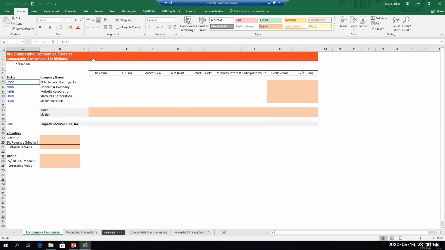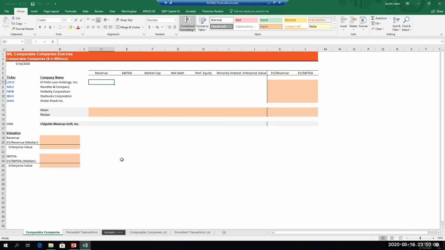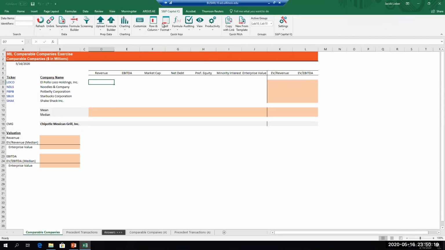Alrighty, so as you can see, we already have 5 companies pre-selected for our comps screen, as well as the company we're trying to value here at the bottom. Again, we're working in Excel, so I highly recommend trying to use your keyboard as much as possible. So hopefully you've already watched the Capital IQ class and you know all about using the screening tool as well as the plugin. So we're going to go ahead and use the plugin here.